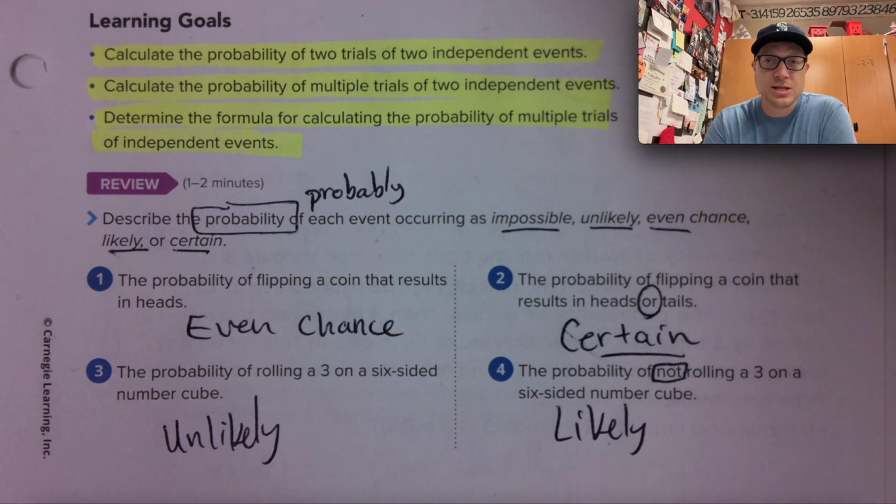Page 880 is next. We're going to continue our discussion on independent events and trials that happen from independent events.